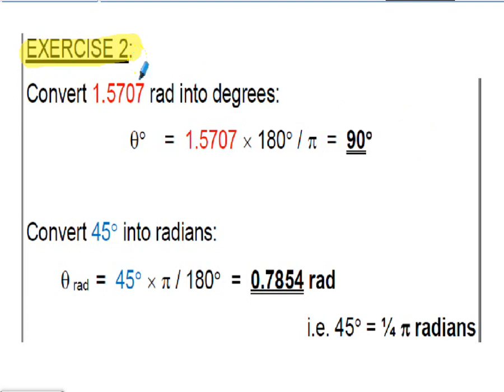Exercise 2 solutions here. We're asked to convert 1.5707 radians into degrees. So the conversion here is 1.5707 multiplied by 180 degrees divided by pi. That gives you 90 degrees. And we're asked to convert 45 degrees into radians. The conversion is 45 degrees multiplied by pi divided by 180. That gives you 0.7854 radians, or actually a quarter pi radians. Some calculators will give the answer in terms of pi upon 4.